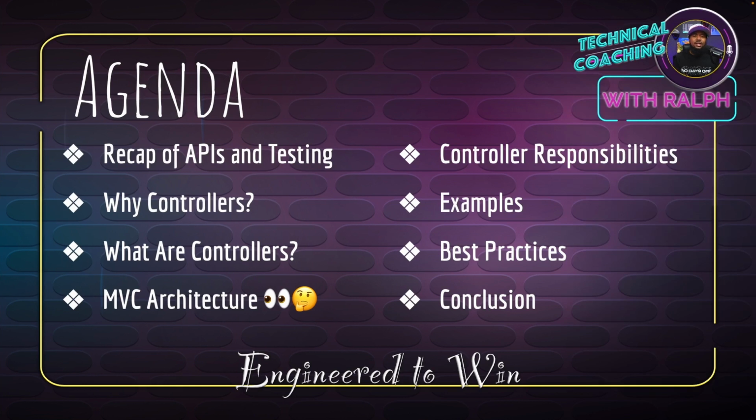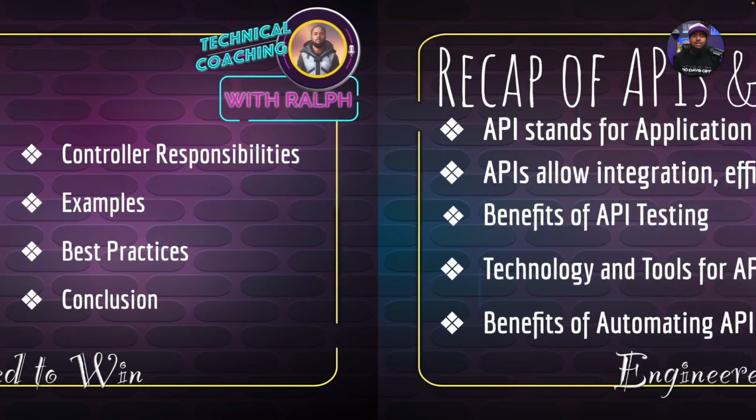So our agenda for today: the past couple of weeks, we've been talking about APIs and how to test APIs. We even did some live streams on it, so we're going to have a recap of that. We're going to figure out why I'm talking about controllers today and why I decided to take this on. What are controllers? The MVC architecture, the responsibilities of controllers, some examples of controller functionality, best practices, and then we're going to wrap things up. Okay, so let's jump right into it.